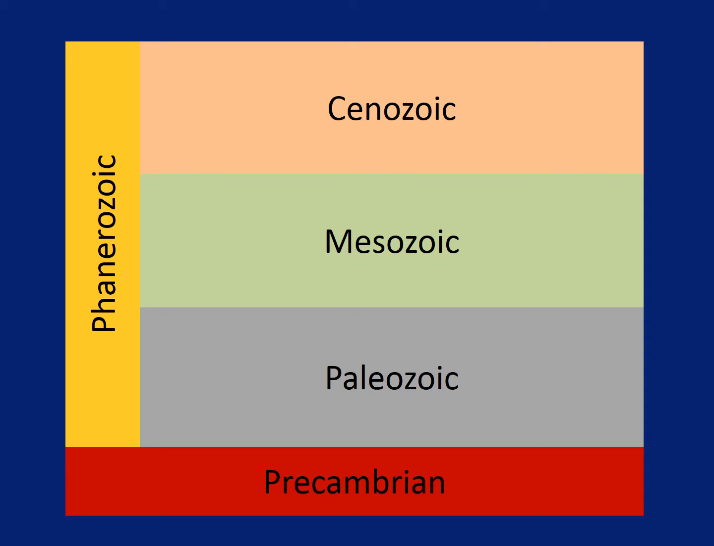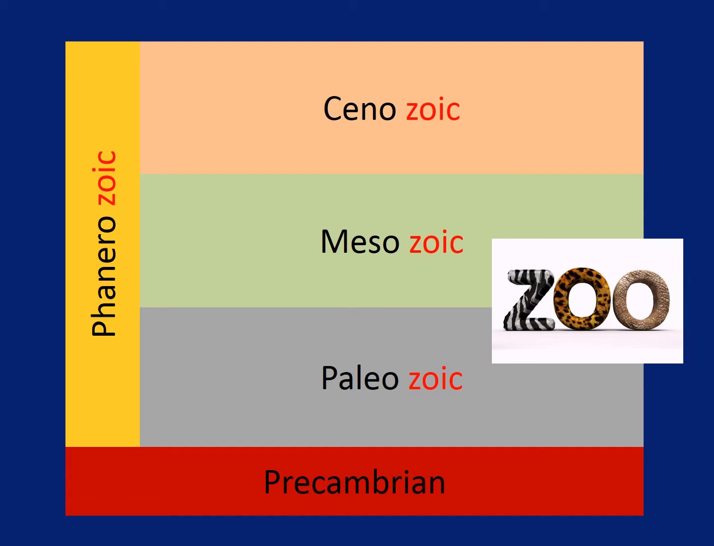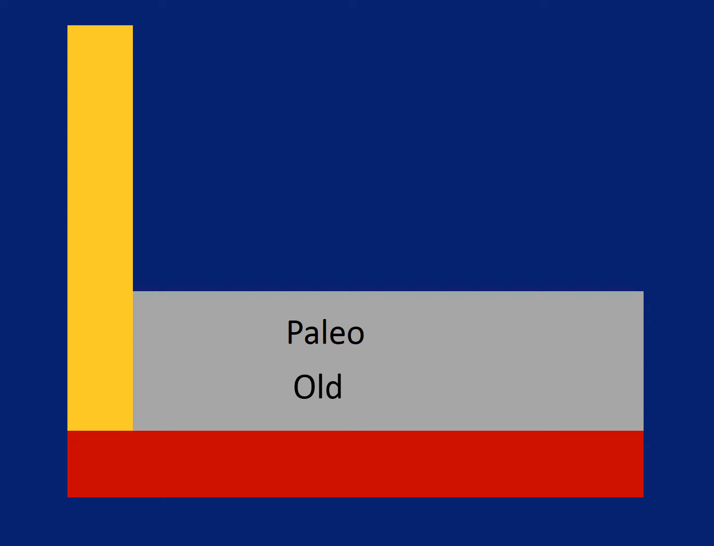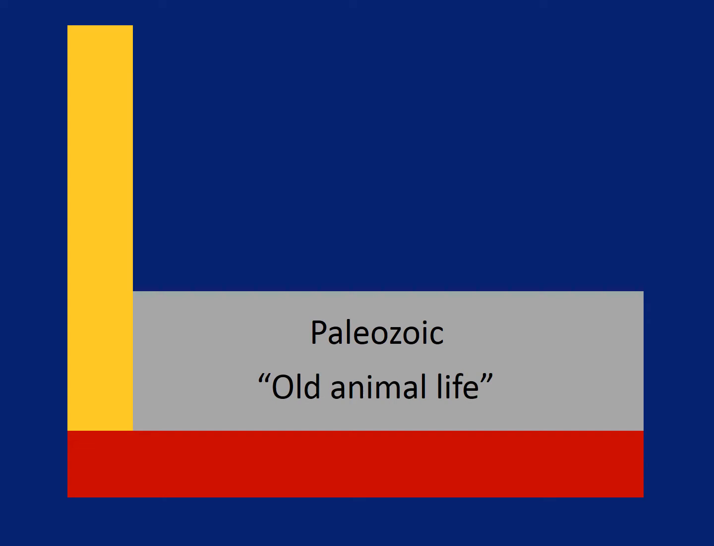The idea that older layers are below the younger layers is reflected in the names of these strata. To understand what the names mean, think about the letters in the word zoo. Notice the letters ZO, as in zoo, in each of these names. And because zoos are where animals live, think animal life. But in this case, we aren't talking about living animals. We are talking about the fossilized remains of animals that used to be alive. Paleo means old. And when you see zoic, think animal life. So Paleozoic means old animal life.